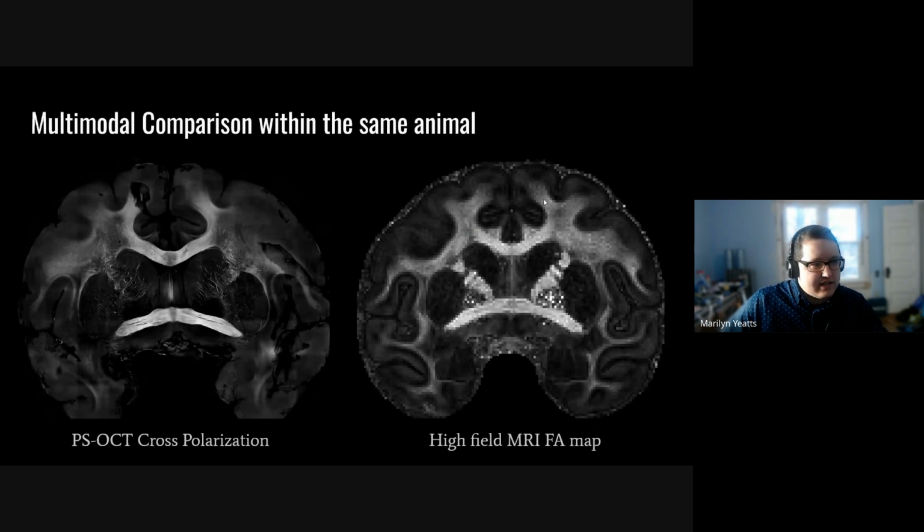The final thing I'll say is this is something that I'm working on in collaboration with other labs. This is a PS-OCT cross-polarization image, and this is the corresponding high-field MRI FA map of the same location in the same brain of the same animal. This overlaying collaboration and further tractography reconstruction is being processed, but that is outside the scope of this presentation. I just wanted to let you know that it is a great combination of multimodal imaging that we are working on.